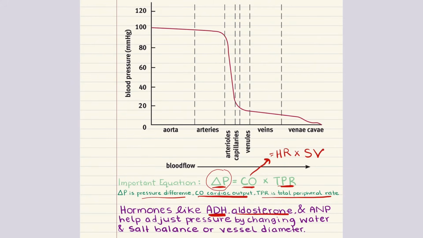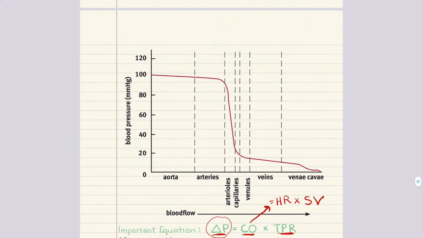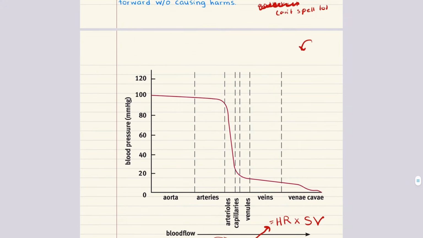Aldosterone increases sodium reabsorption, which pulls water with it. ANP works in the opposite direction, so it helps lower blood pressure by promoting salt and water loss, and it causes vasodilation.